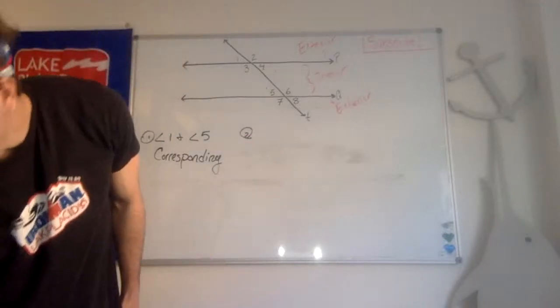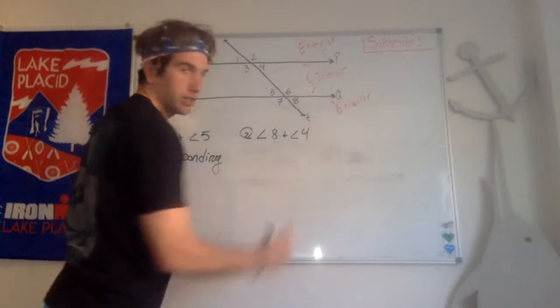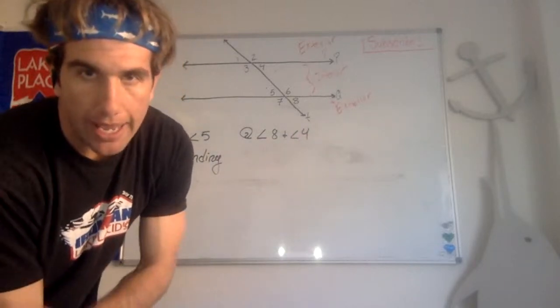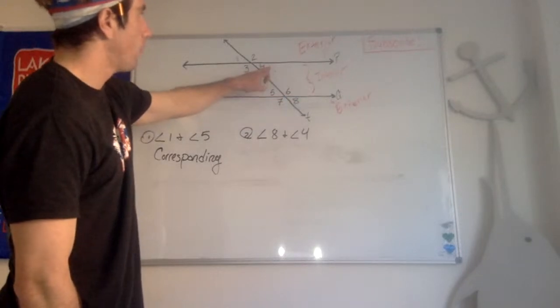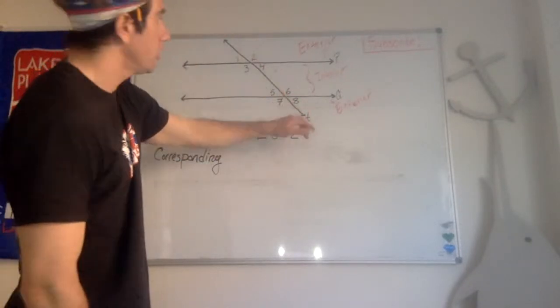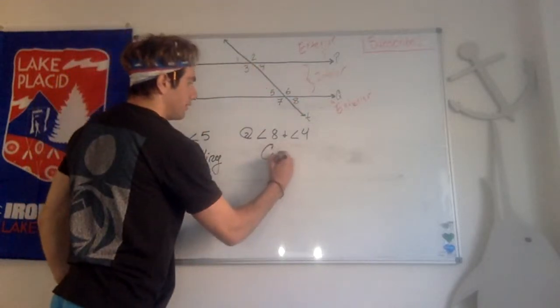Number 2, angle 8 and angle 4. Let's look at it together. You ready? Angle 8, outside. Angle 4, same side of the transversal. Out, in. Angle 8, angle 4, corresponding again.